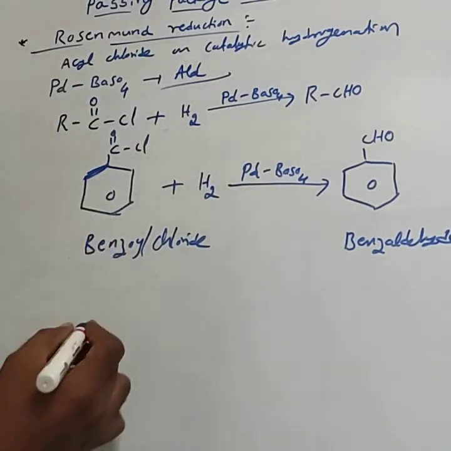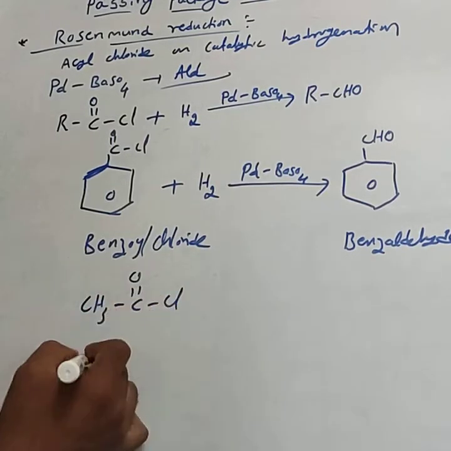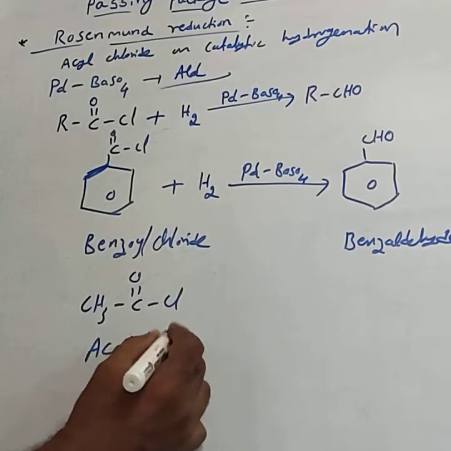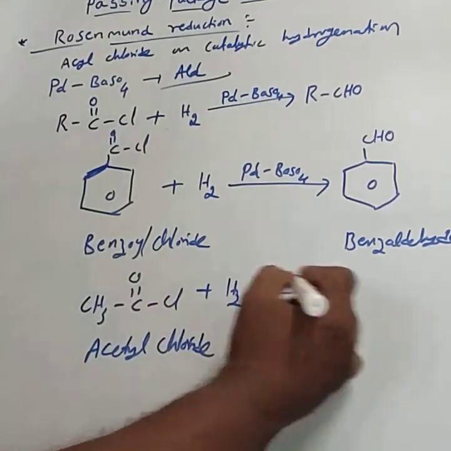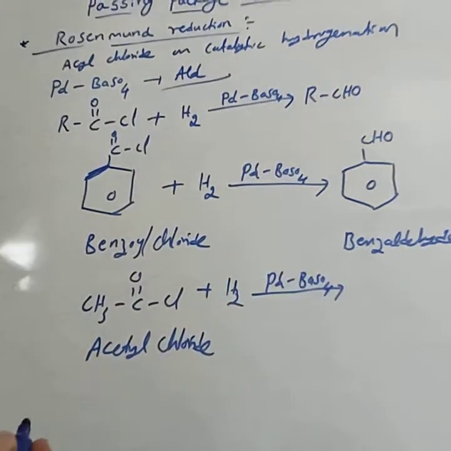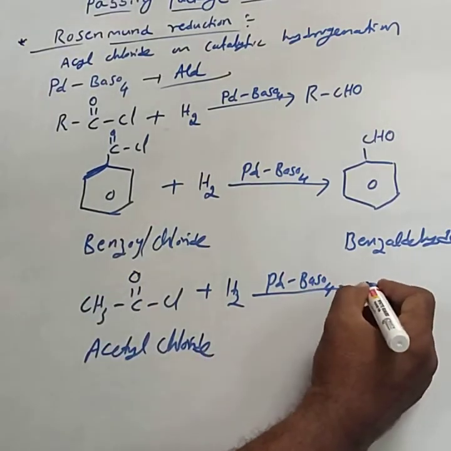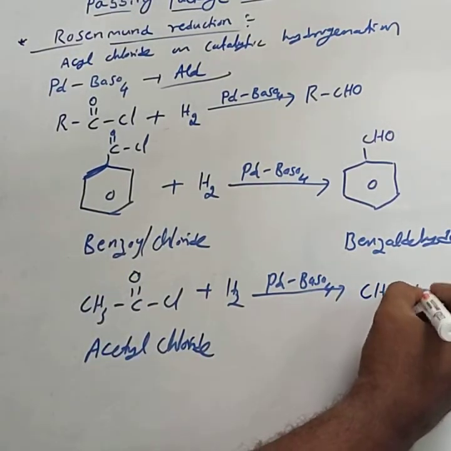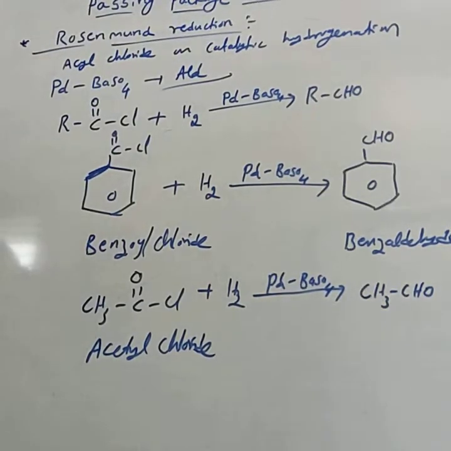Or you take acetyl chloride, CH3COCl. Acetyl chloride on catalytic hydrogenation by using palladium supported by barium sulfate. Then what is the aldehyde formed? The aldehyde formed is acetaldehyde. This is about the Rosenmund reduction. You copy this one, you get 2 marks.